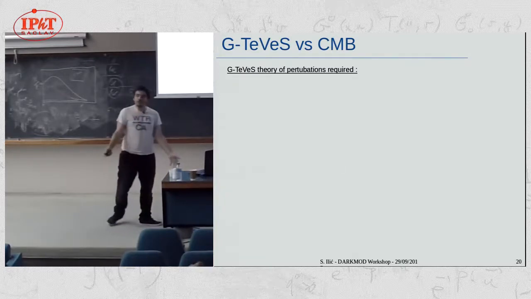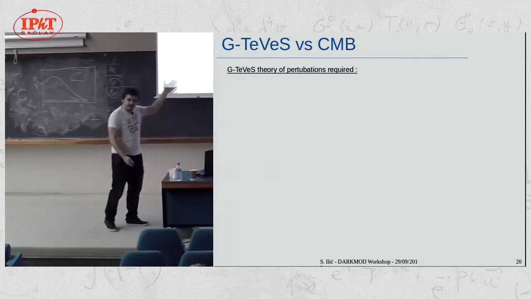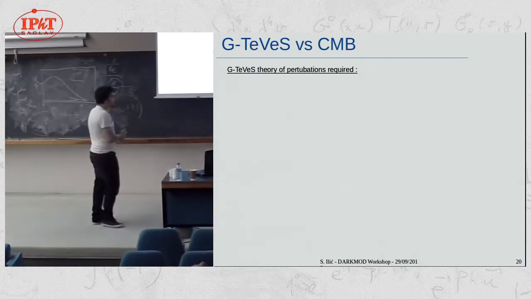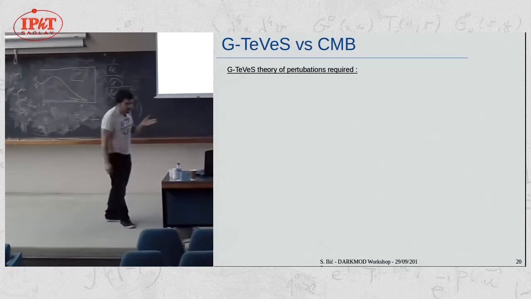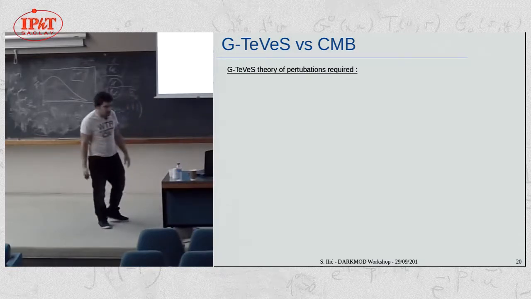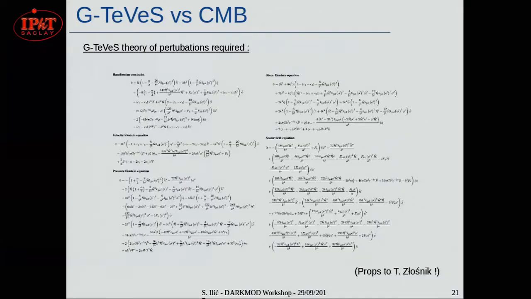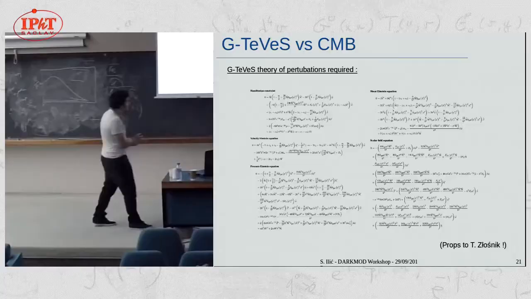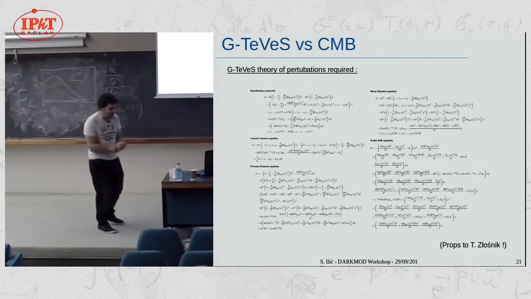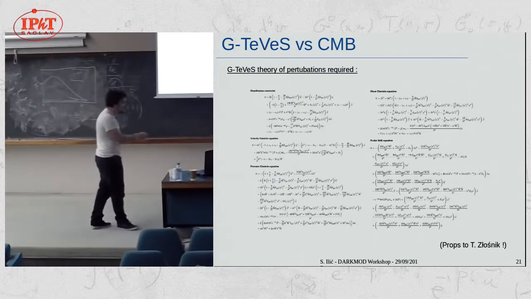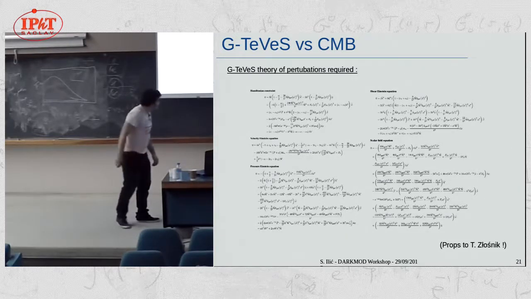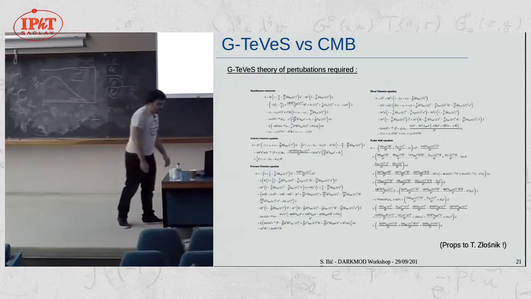So in order to confront this extension, this g-TeVeS model, the extension of TeVeS to CMB data, we thus need to go further than just the background equation, and we need to derive the perturbation equation. I won't go into detail because that's messy, and because there's only 1 hour left in the whole conference, and last but not least, because I don't think I'm quite qualified to really talk to you about this, and I give lots of props to my colleague Tom Sloshnik for dealing with this mess and deriving those equations.